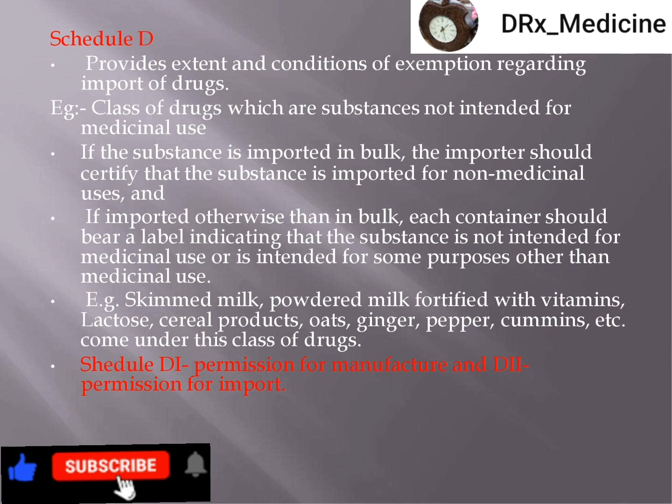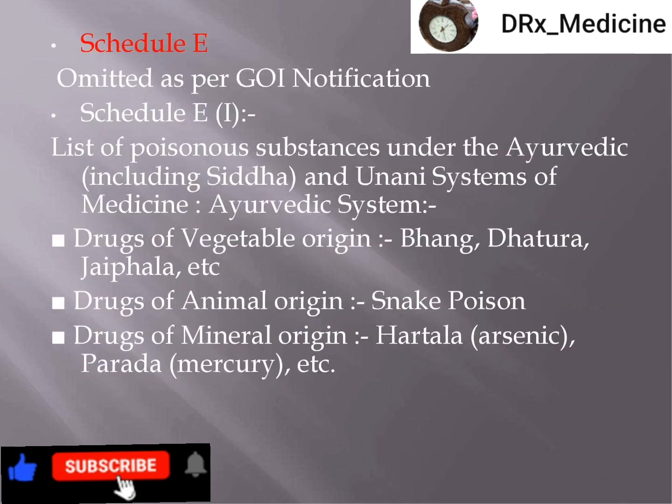Schedule D1: permission for manufacture and permission for import. Schedule E omitted as per GOI notification. Schedule E1: list of poisonous substances under the Ayurvedic, including Siddha and Unani systems of medicine. Ayurvedic system, drugs of vegetable origin: bhang, dhatura, jaifala, etc. Drugs of animal origin: snake poison. Drugs of mineral origin: hartala, arsenic, parada, mercury, etc.